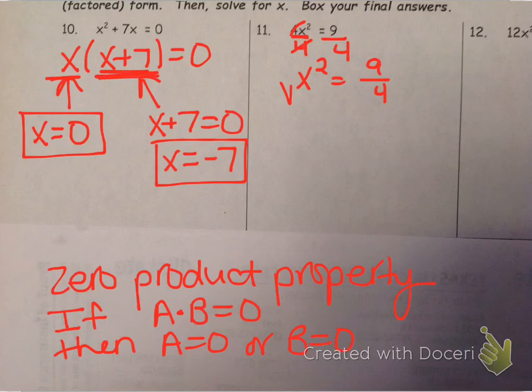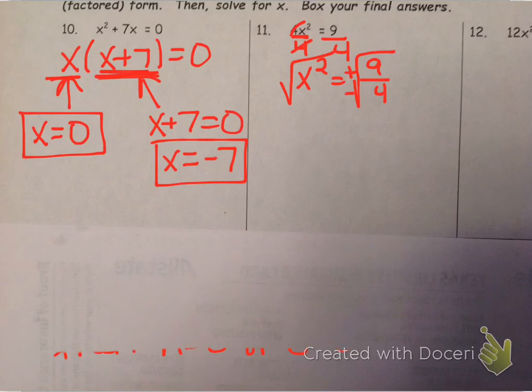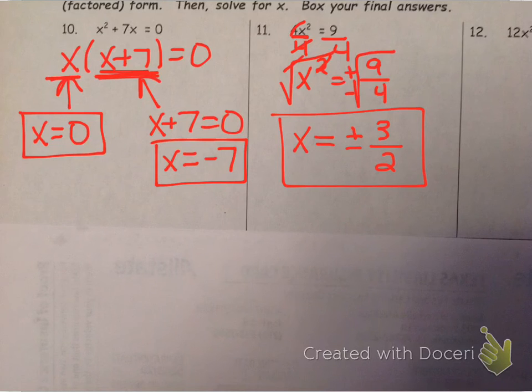And then I'm just going to square root both sides. And of course, I still have to do plus or minus, just like I did before. And so when I do that, that gets rid of the squared over here, gets x by itself, and then I have plus or minus. And then to square root 9/4, I just do the square root of 9, which is 3, and the square root of 4, which is 2. And there's my two answers.